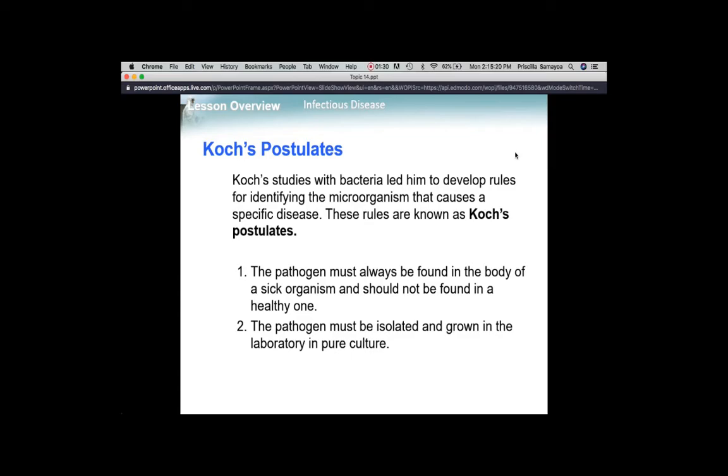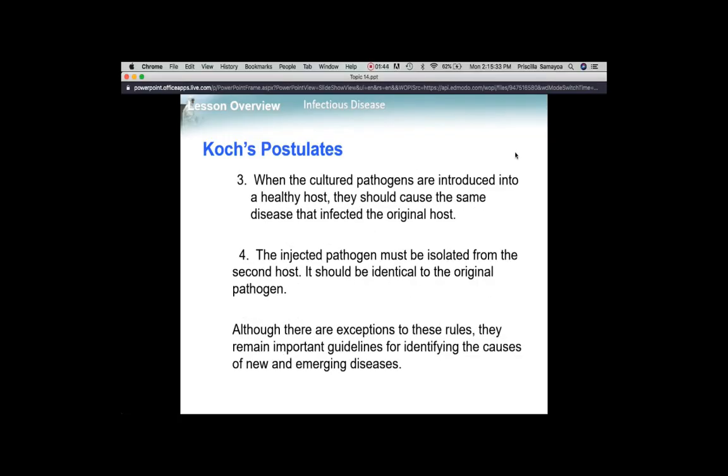Now, Koch's postulates is basically a checklist on what makes a microorganism specific to a disease. The first one is that it must be found in a sick organism, but cannot be found in a healthy one. The second one is that if I took a sample from you and isolated it, it should be pure. Now, if I took that and introduced it to another host, they should end up with the same type of disease that you first had. Once the second host has it, I can take a sample from them, and that's where number 4 comes in. It should be identical to the sample that you would take from the first host. There are some exceptions to these rules, but these are the basic guidelines on emerging diseases.